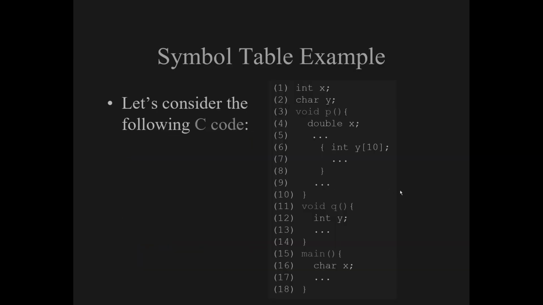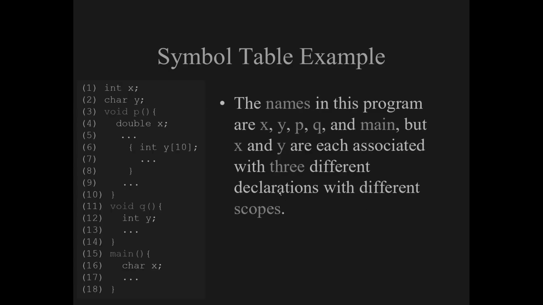So let's consider the following C code, which we saw a few slides earlier. The names in the program are X, Y, the array, P, X again, Y again, then Q, Y again, main, and X again. So you have multiple X's and Y's. Each of them is declared in a different scope. Obviously, if you declare twice in the same scope, that's going to be a problem, but within different scopes, it's totally fine.